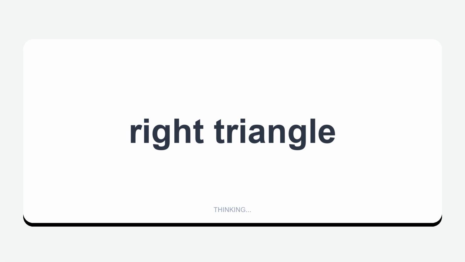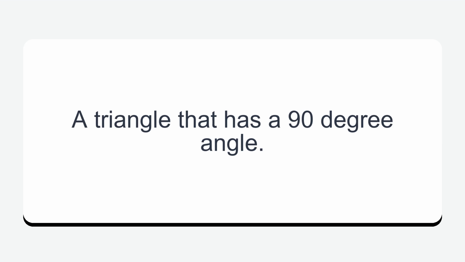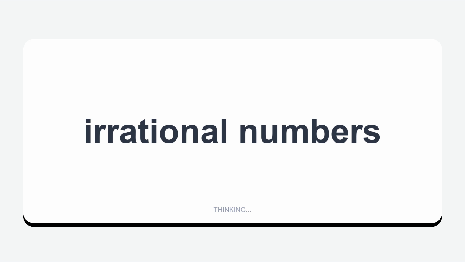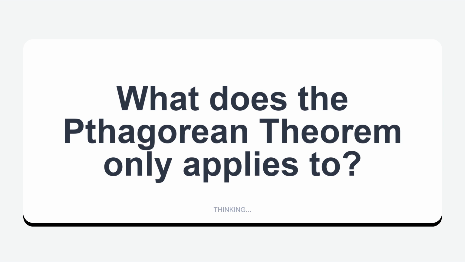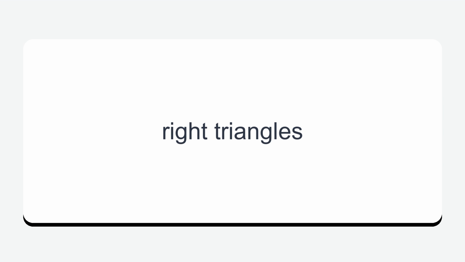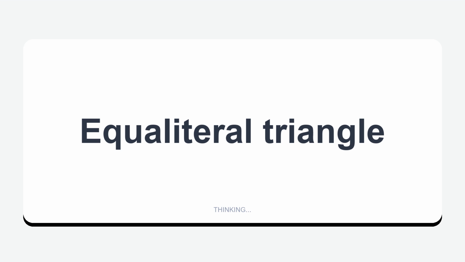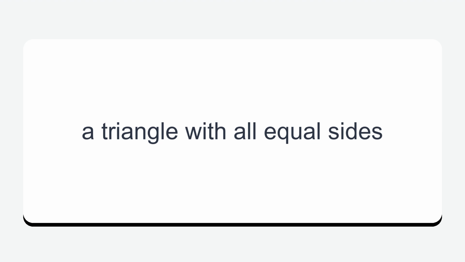Right triangle. A triangle that has a 90-degree angle. Irrational numbers. A decimal that never ends and never repeats. What does the Pythagorean theorem only apply to? Right triangles. Equilateral triangle. A triangle with all equal sides.